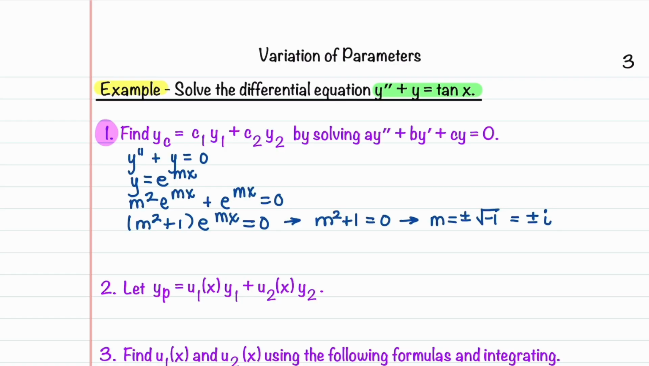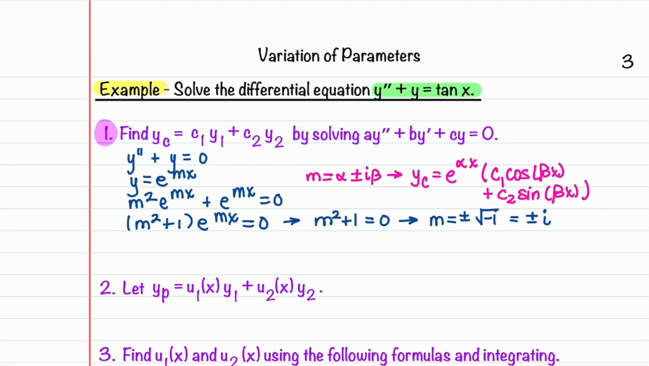M is going to be plus or minus the square root of minus 1, so it is plus or minus i. Before we go further, let me write down the formula that we're going to need for finding the solution. If we have a root m equal to alpha plus or minus i beta, then our solution y sub c is e to the alpha x times c1 cosine beta x plus c2 sine beta x. We got that m is plus or minus i, so that means alpha is equal to 0 and beta is equal to 1. I'm looking right up here.